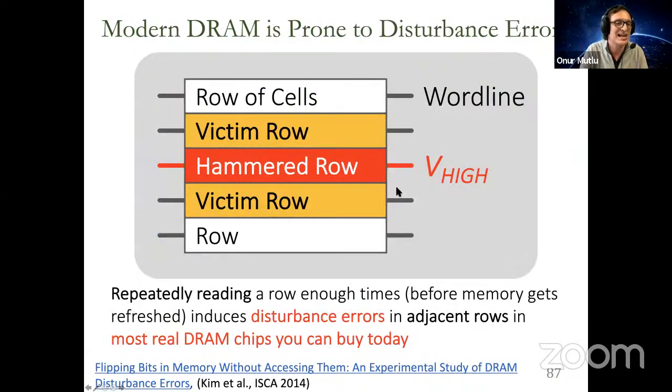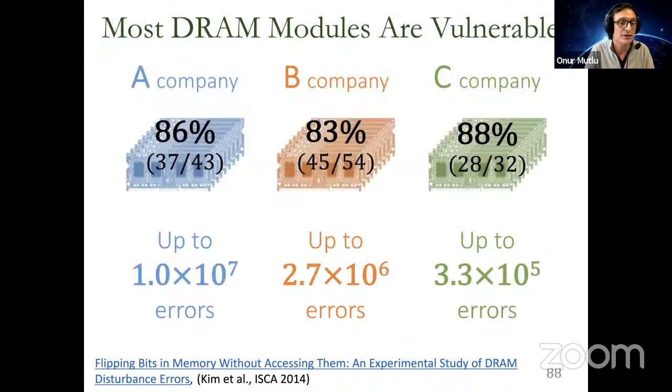This problem is happening because cells are too close to each other. As a result, they're not isolated from each other. So whenever you do this toggling on the word line on this row over here, you're really causing disturbance in adjacent, physically adjacent rows. And the noise vulnerability of the cells has reduced because they're too small today. This is a technology scaling problem. So we're going to talk about this more.